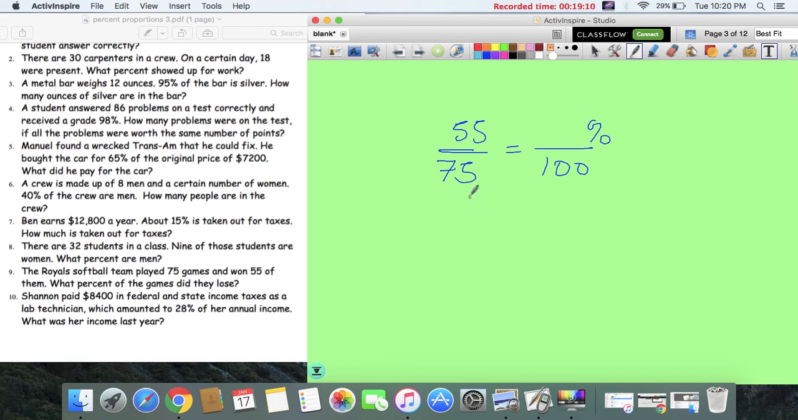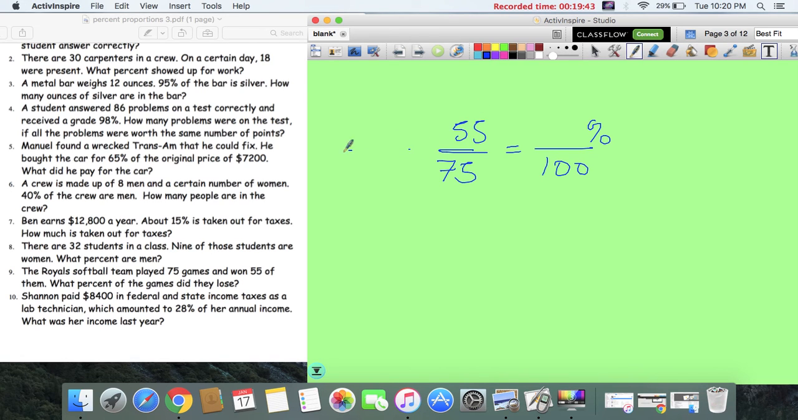Well, let's see if there's a relationship. Let's divide this by 25. Does that work? No. By 5, 55 divided by 5 is going to be 11, and 75 divided by 5 is 15. That's also not going to work, because if I divide by 5, I'm going to get 11 over 15. Is there a relationship between 15 and 100? No. So simplifying this, it's not going to really work. So if simplifying is not going to work, we have to go higher.